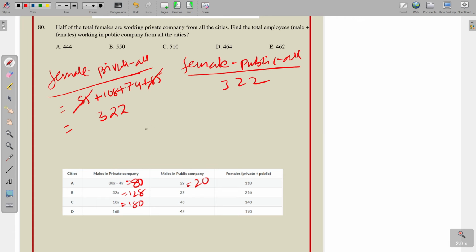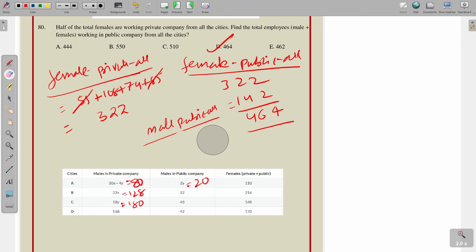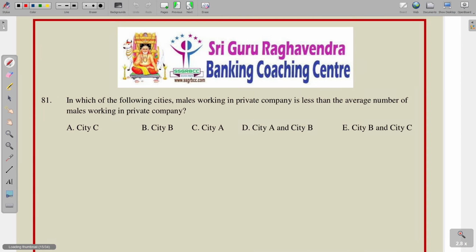Next, male public from all cities, it is 20, 32, 48, 142. So the sum of these two is 464. 464 is our answer for this question. Next one.